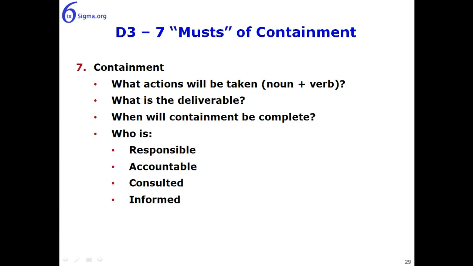And the containment itself, what actions will be taken, and stick to a noun-verb type format. We saw this over in problem definition. So what is the deliverable? When will containment be complete? And then lastly, who is responsible? Who is accountable? Who should be consulted? And simply, who needs to be informed?